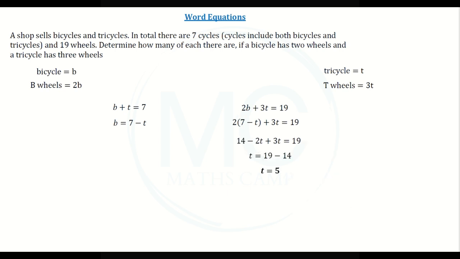Now that we know that t is 5, we can substitute it into here. And we say b is equal to 7 minus 5, which means that b is equal to 2.